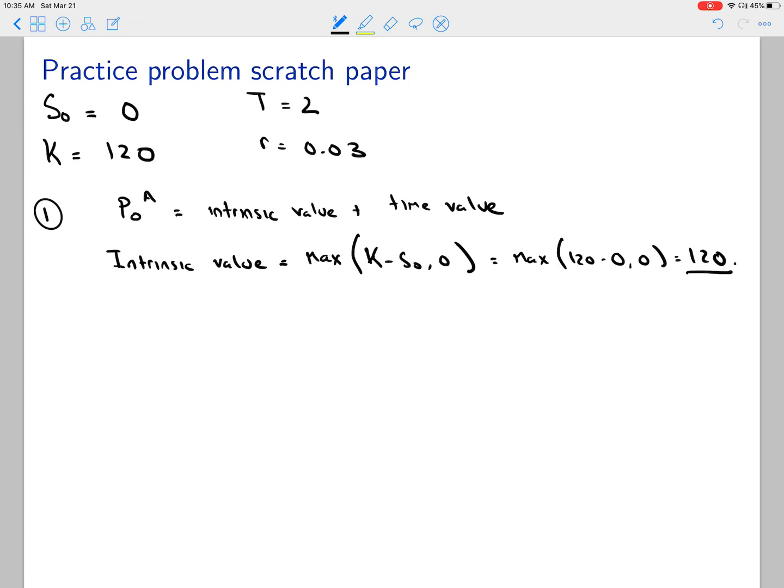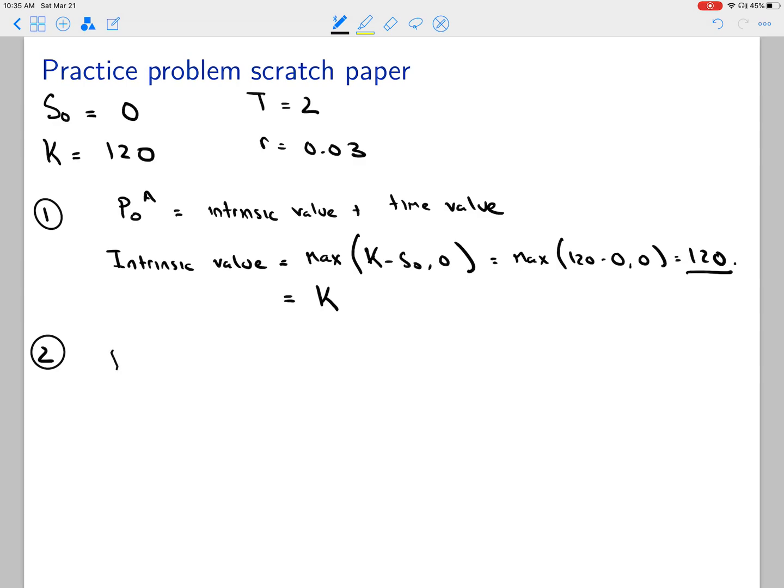Okay. The put is significantly in the money. Notice that the intrinsic value is exactly equal to the strike price. In part 2, we want to know what is the fair or no arbitrage price of an otherwise identical European put option. This problem's tricky because we actually haven't learned how to price European options yet, but we can use a simple insight to solve this problem here.